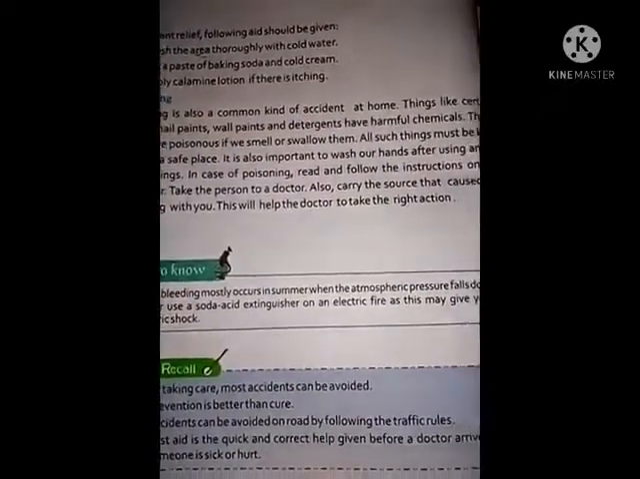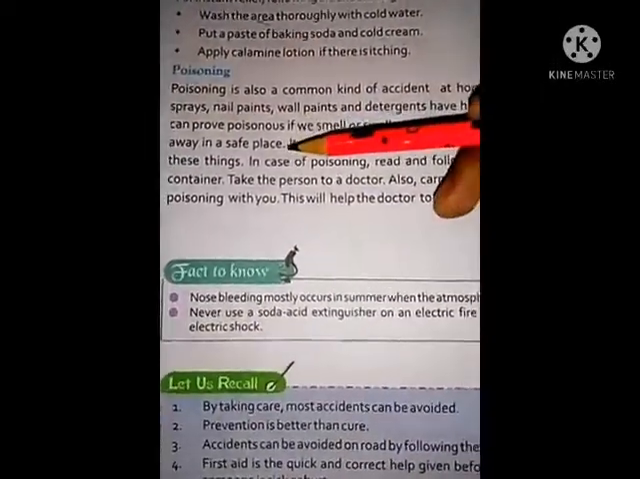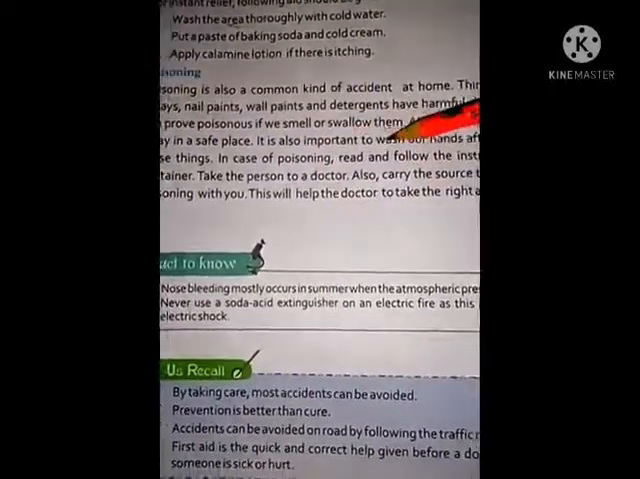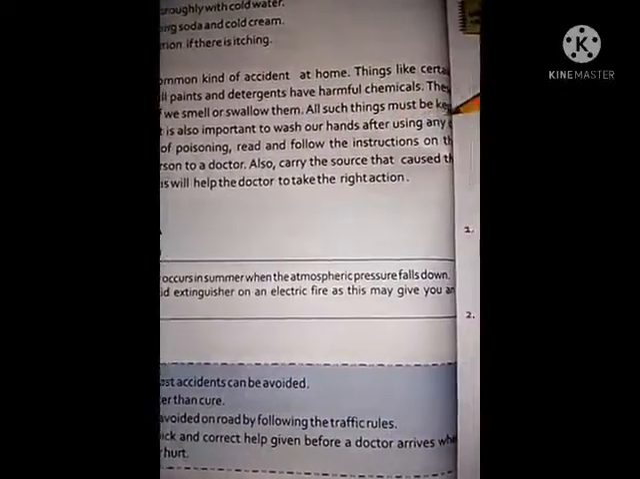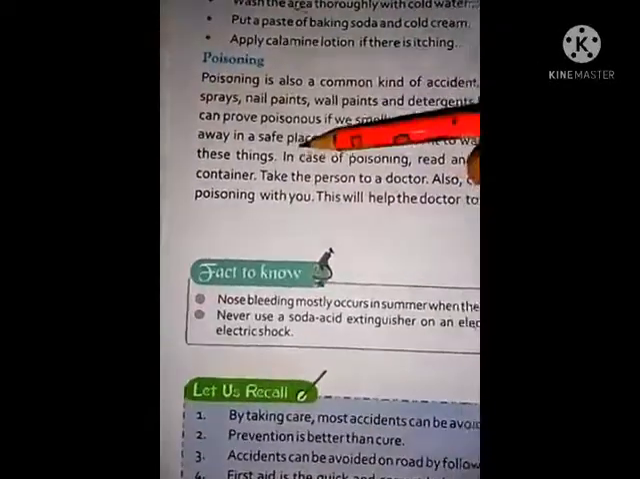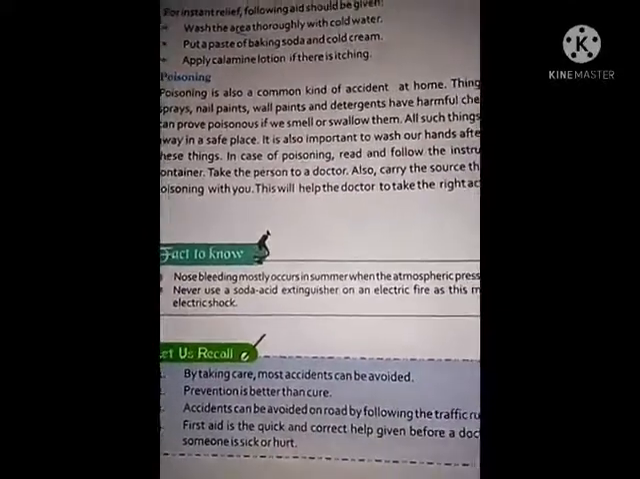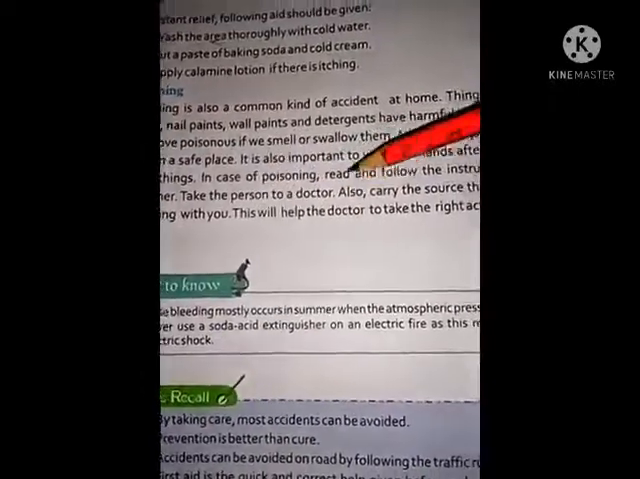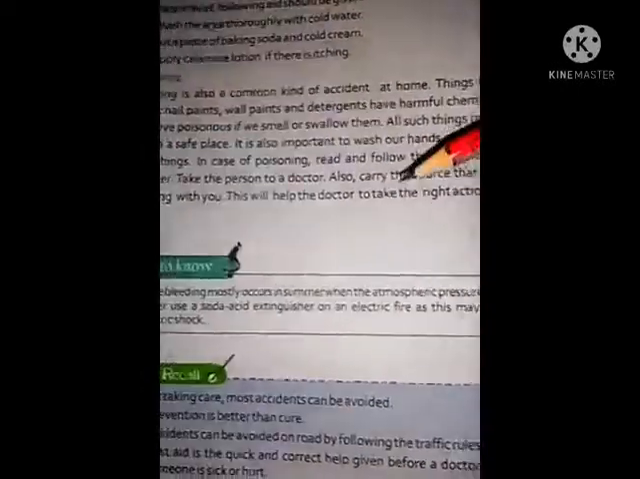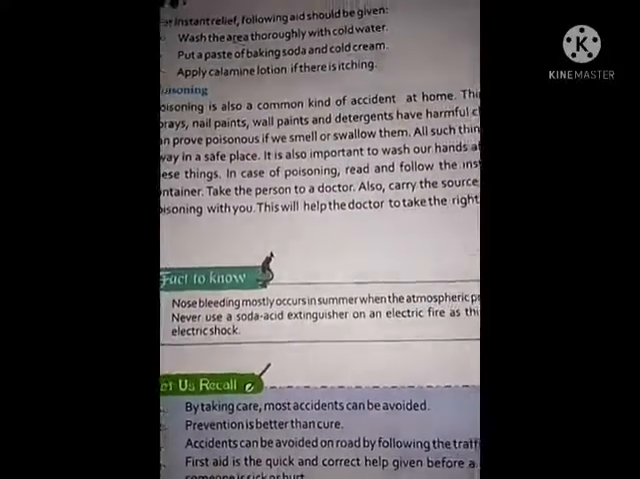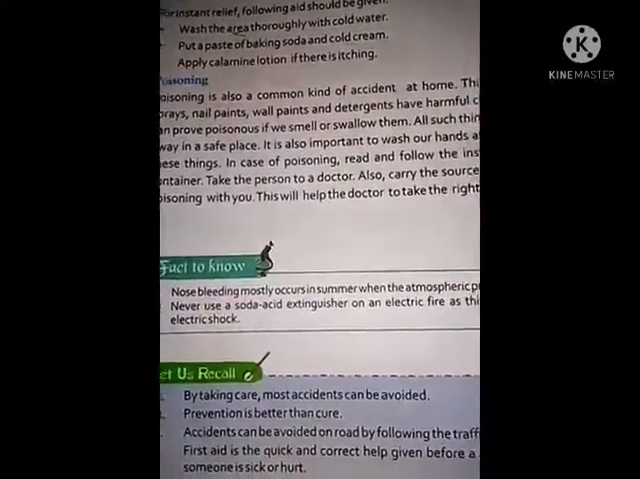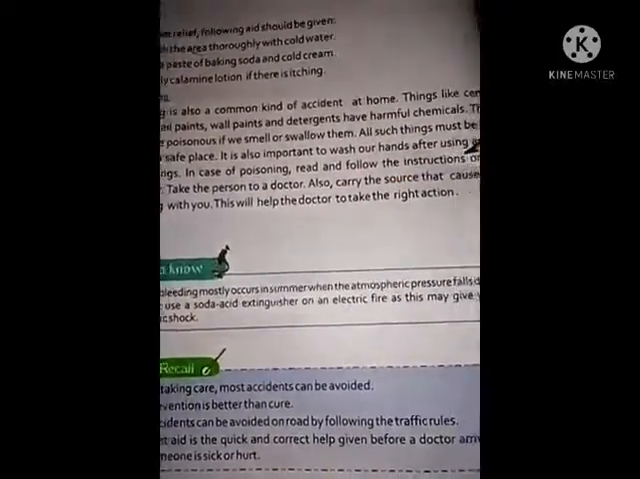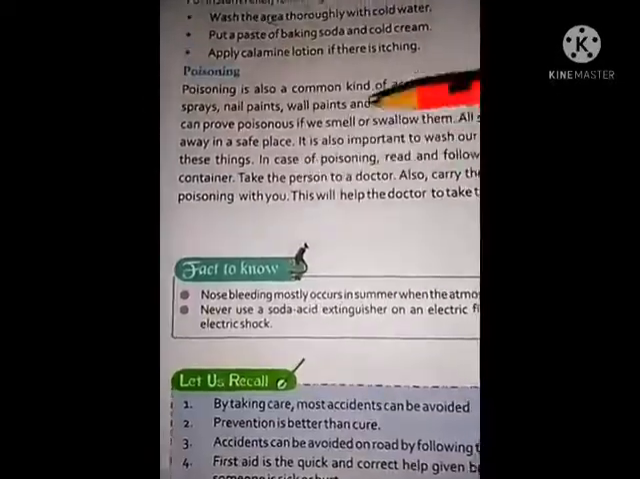They must be kept in a safe place, out of the reach of children also. It is also important to wash our hands after using any of these things. In case of poisoning, before you are using that poison, read and follow the instruction on the container.